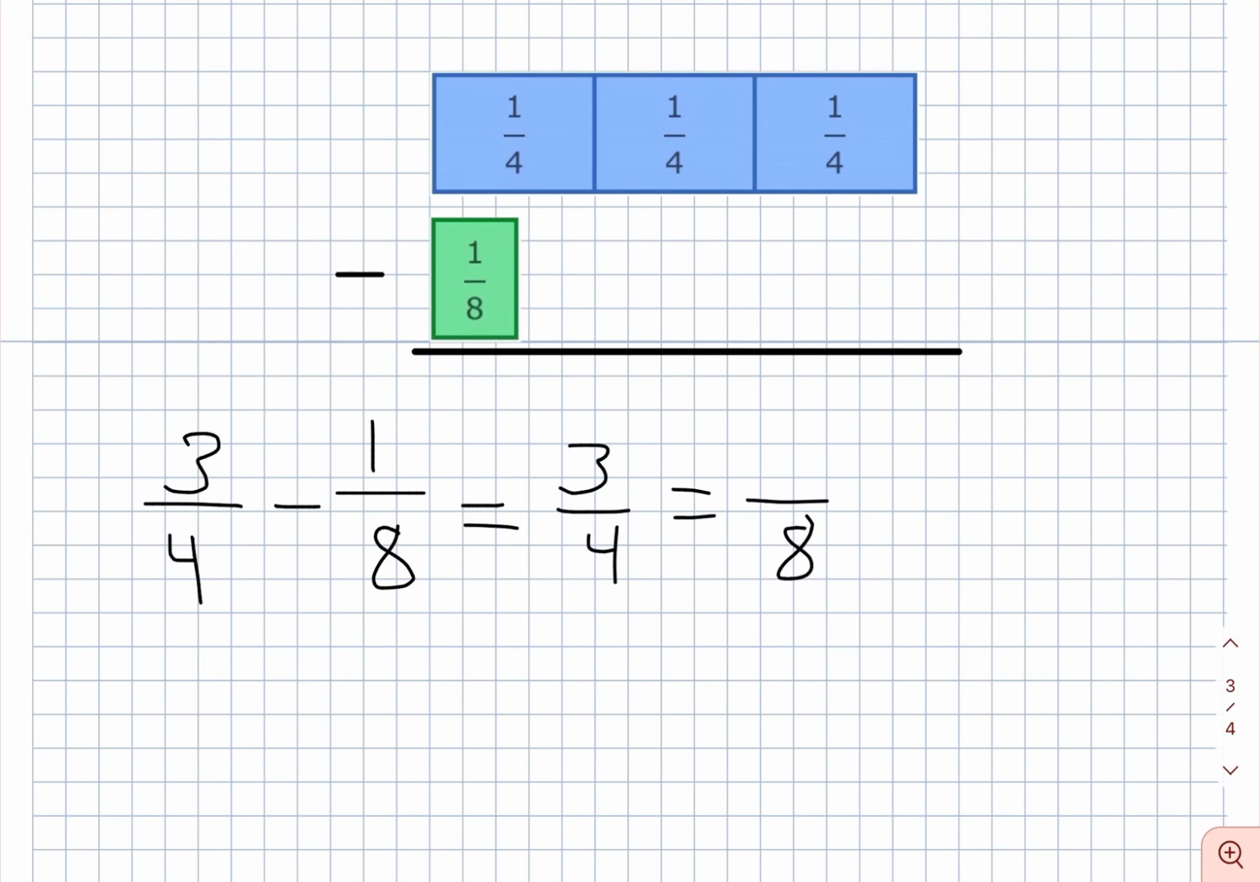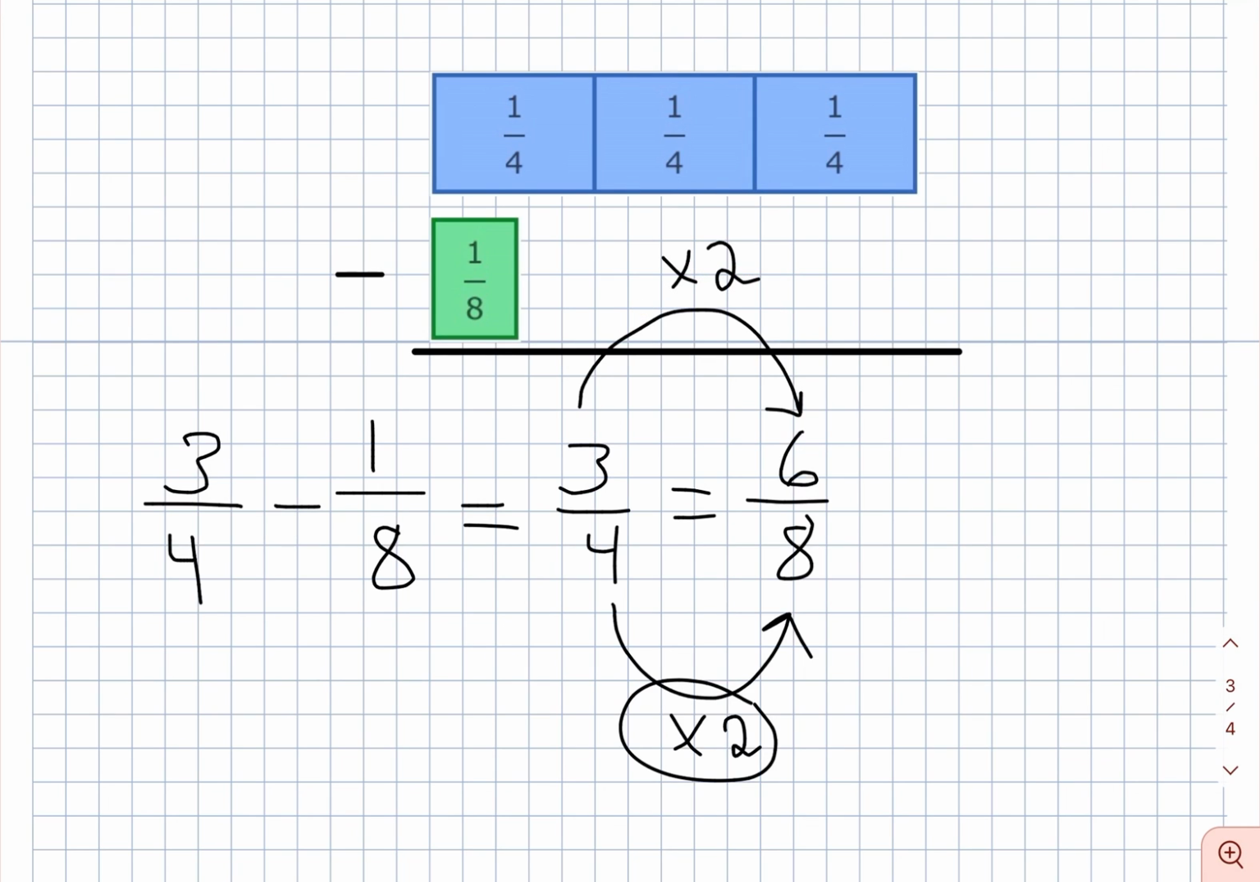All right, assuming you've finished it on your own, I'm going to solve the rest of this together with you. 4 times what equals 8? 4 times 2 is 8. Whatever I do to the bottom, I have to do to the top. So if I did times 2 down here, then I need to do times 2 up here. 3 times 2 equals 6. So now I have a new fraction. These 3/4 up here are going to become 6/8. That's 1, 2, 3, 4, 5, 6 eighths.